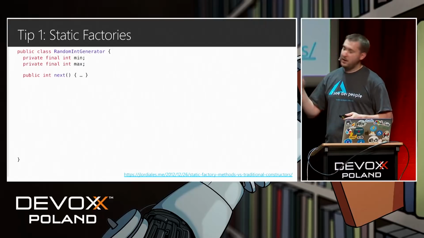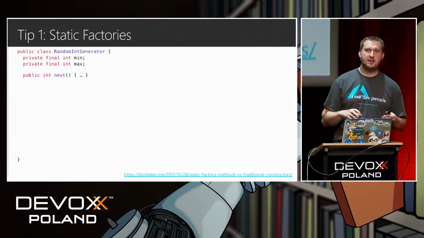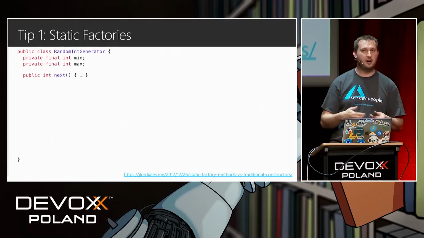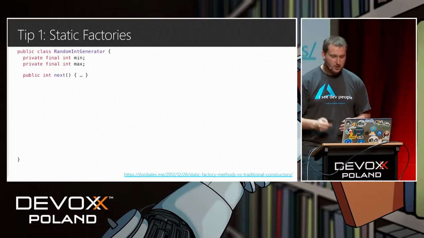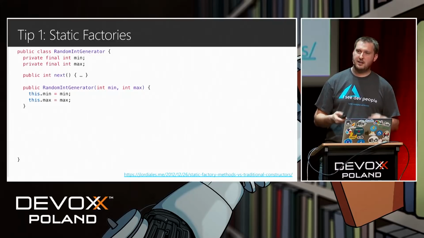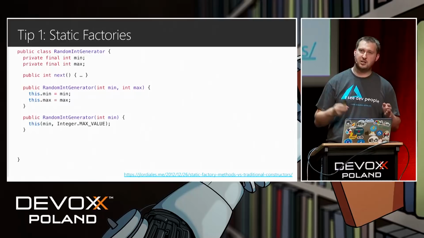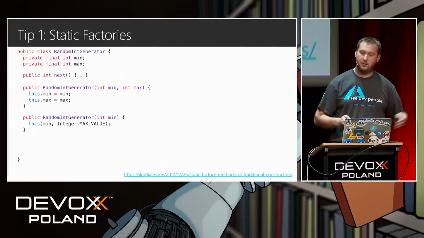So let's just do a really, really simple example of a static factory. Let's have a random integer generator, and it generates a random integer between minimum and maximum, and it's got a next method. So every time the next method is called, we're going to get a random integer, and we're going to, first of all, do it with constructors. So we're going to have a constructor that takes the min and the max. Fair enough. We're going to have another RandomIntGenerator that takes just the min, and it goes all the way up to the max value.